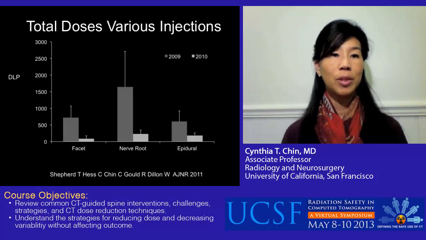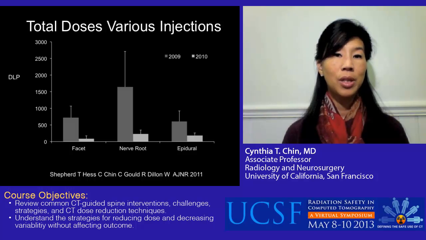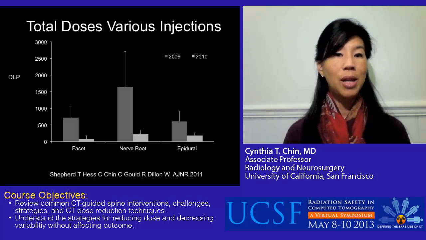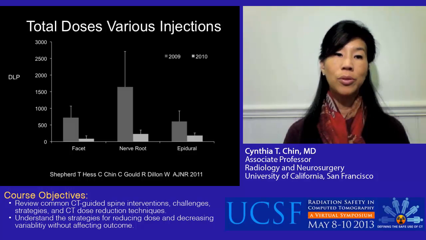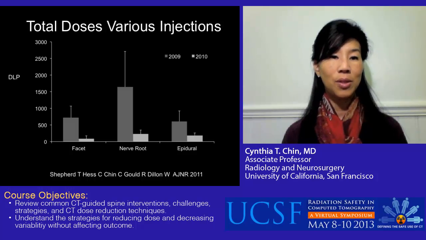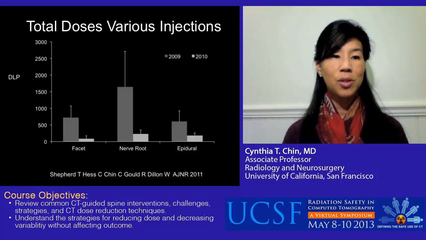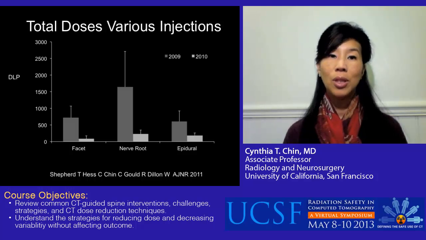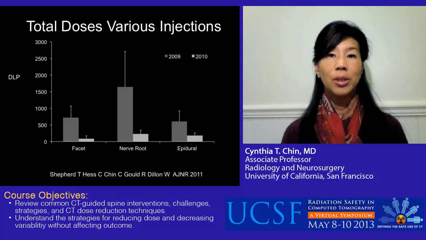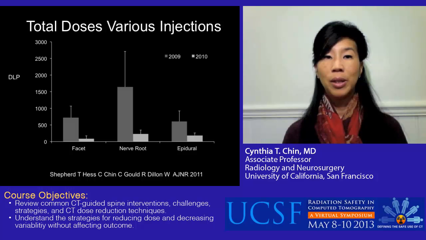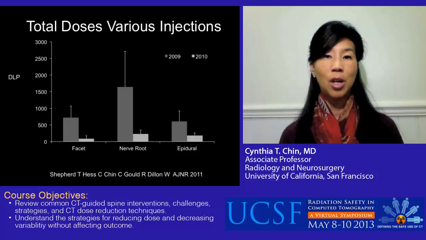The next slide shows the comparison of total examination doses for different CT-guided injections, and we can see that between 2009 and 2010, the total dose decreased significantly for all 3 specific types of CT-guided spinal injections with statistical significance. Selective nerve root blocks were consistently higher in total dose, likely due to the inherent soft tissue contrast needed to identify these very small structures, especially when there is significant foraminal compromise.